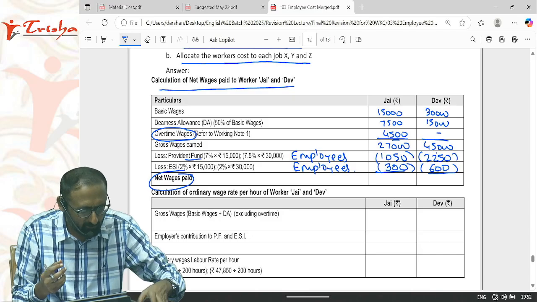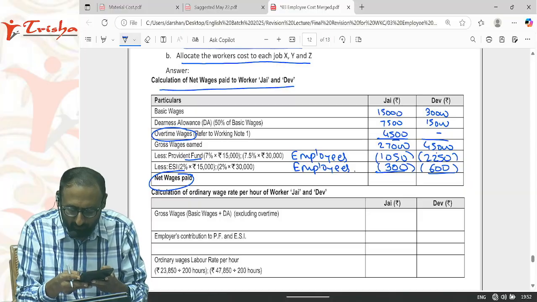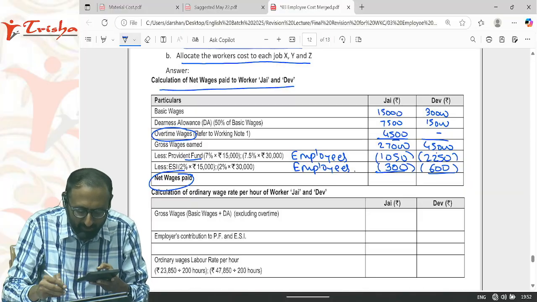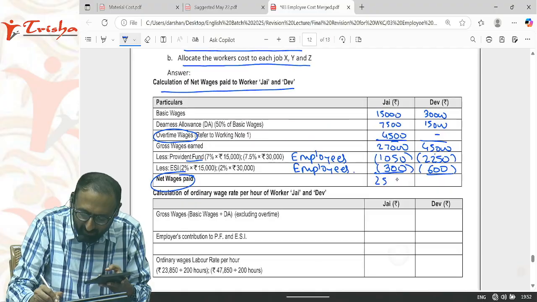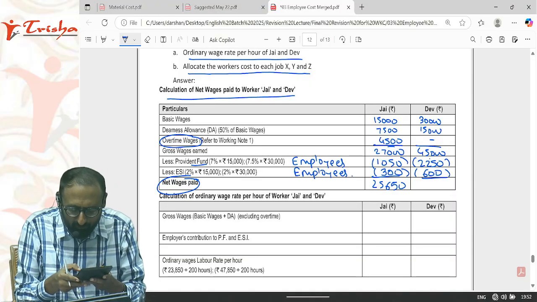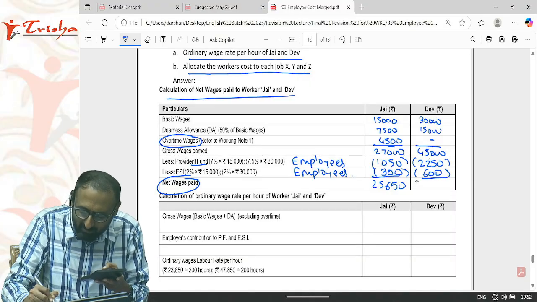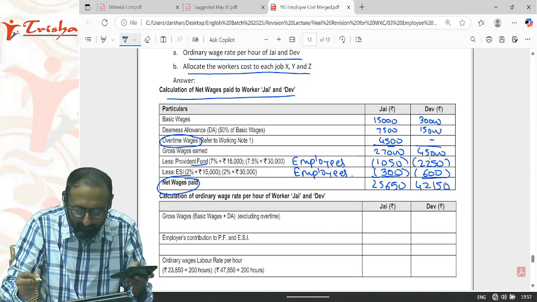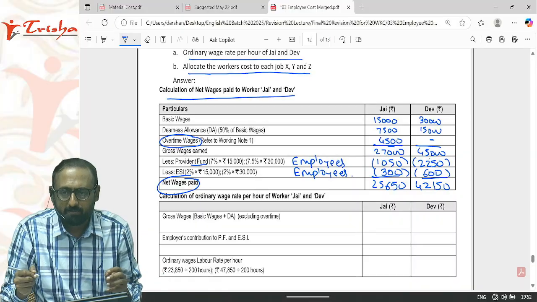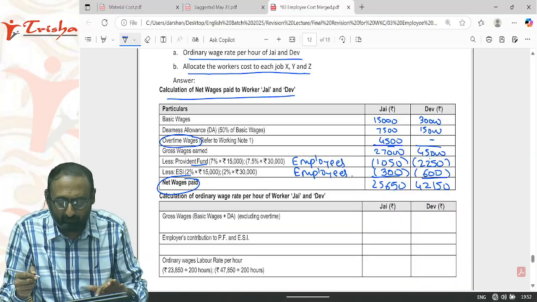How much will be the wages earned by that worker? 27,000 minus 1050 minus 300, is it 25,650? 45,000 minus 2250 minus 600, is your answer 42,150? One more question was there: calculate ordinary wage rate of the worker.